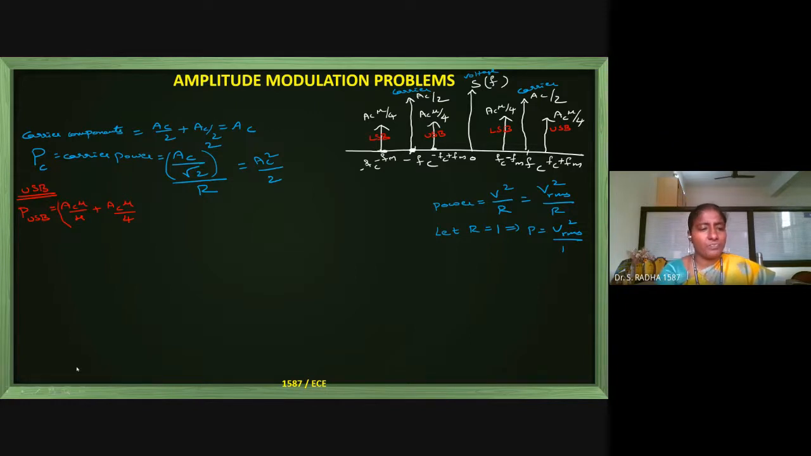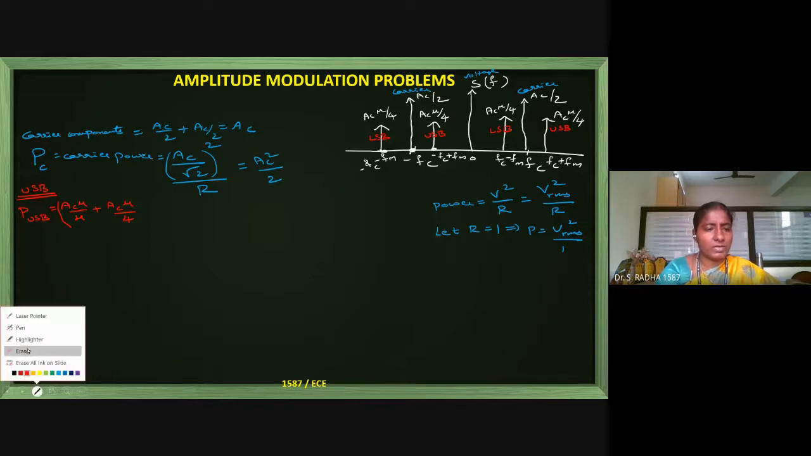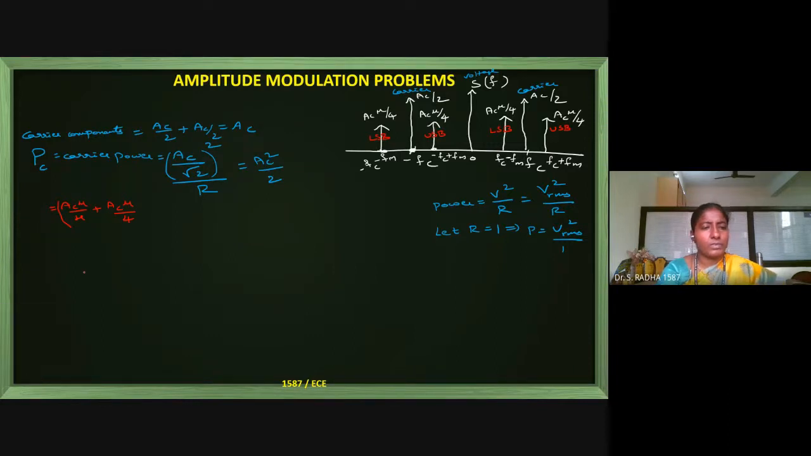First I will do it like this. First I will take the upper side band, find the total height, then I will go with the power. Okay, for the upper side band, what is the voltage or strength of the signal, the height of the signal in total? This is nothing but Ac mu by 2.